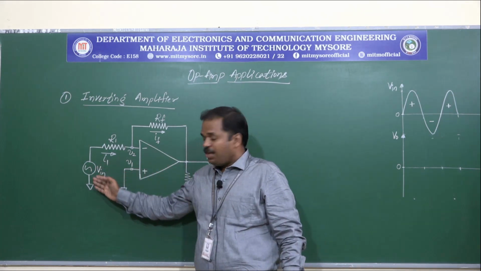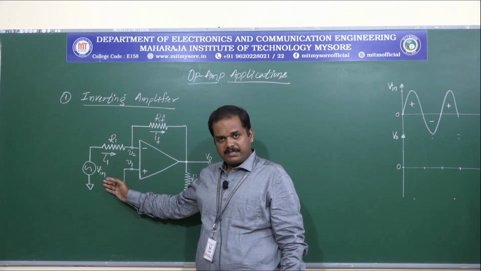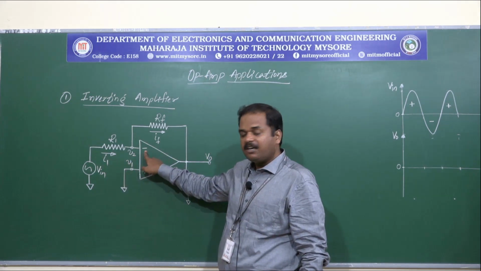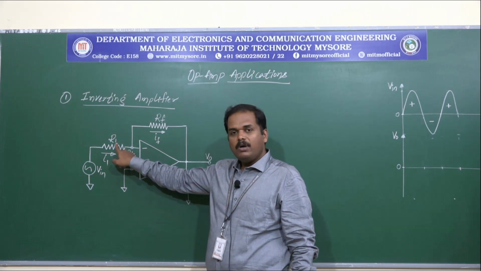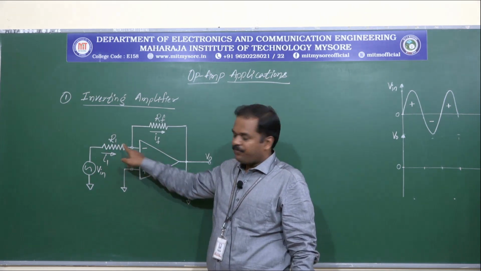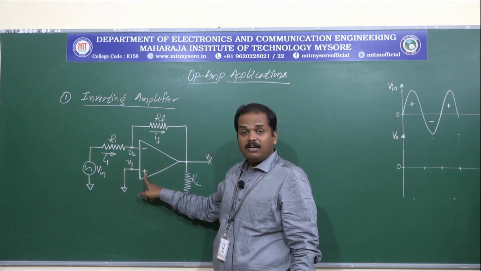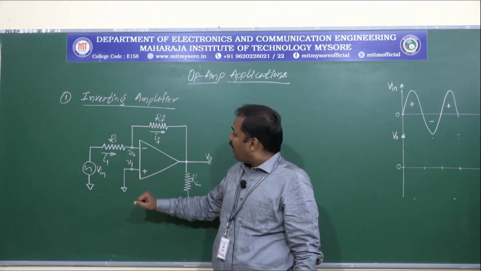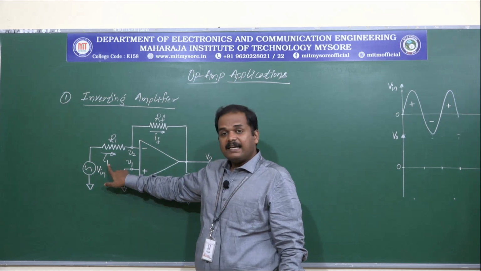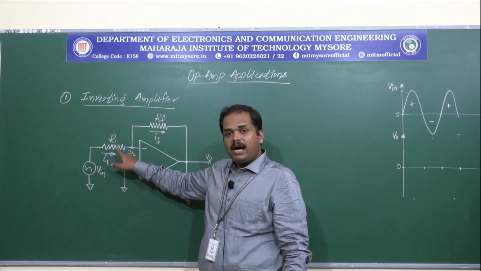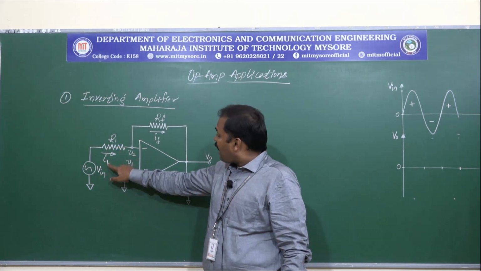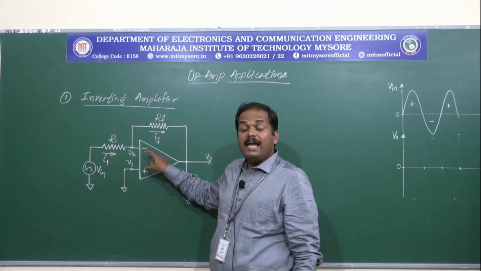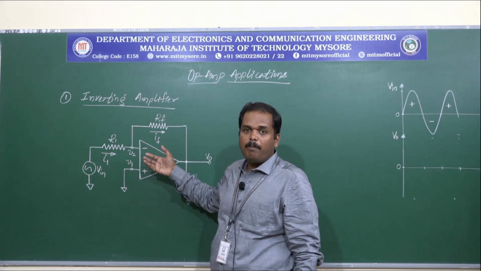So here we can see the input signal source is represented as Vin, which is applied to the inverting terminal V2 through an input resistance R1. And the non-inverting terminal V1 has been connected to ground. I1 is the current that is flowing through the input element R1, and this I1 cannot flow into the op-amp because of the high input impedance that the op-amp offers.